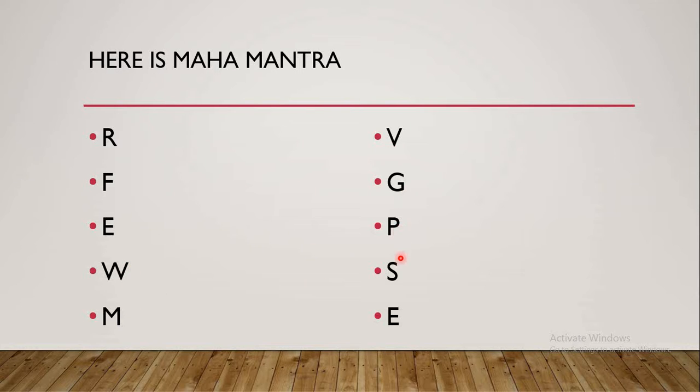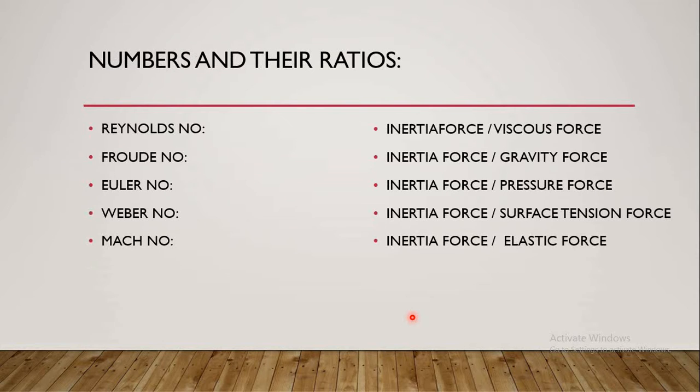And now here is the Mahamantra, that is RFEWM VGPSE. RFEWM VGPSE. R is the Reynolds number, which is the ratio of inertia force to the viscous force.